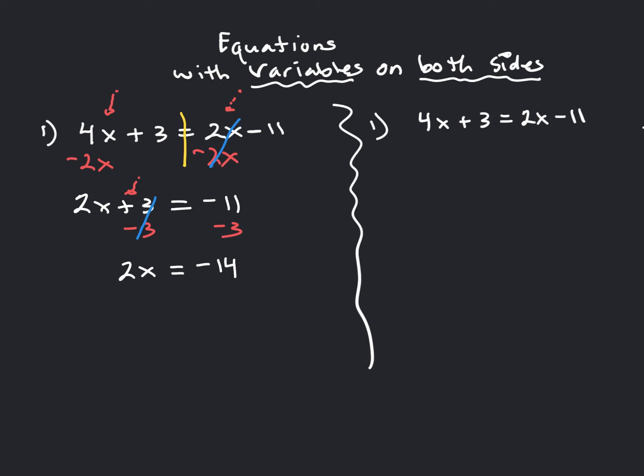Now I need to figure out what 1x is. So I'm going to divide both sides by 2. And that will tell me that 1x is equal to negative 7. So our solution is that x is negative 7.